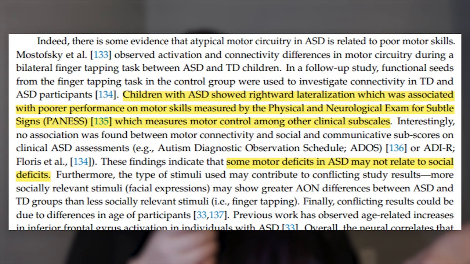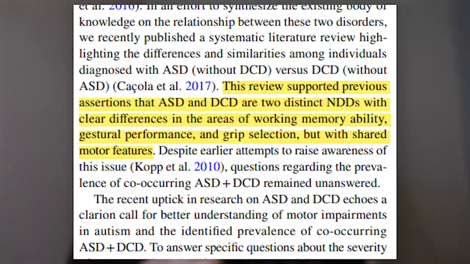Anyway, getting back to the research on DCD and ASD, an earlier paper also mentions that it appeared that some of the motor deficits seen in ASD may not have a direct relation to social deficits. Now, the final paper that we will look at notes that having motor deficits in ASD is not the same as having DCD. As they put it, this review supported previous assertions that ASD and DCD are two distinct NDDs, with clear differences in the areas of working memory ability, gestural performance, and grip selection, but with shared motor features.